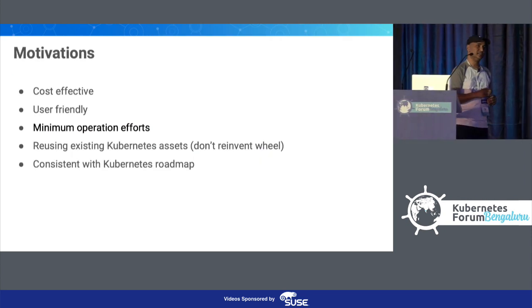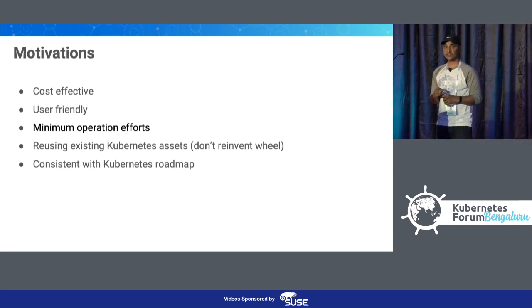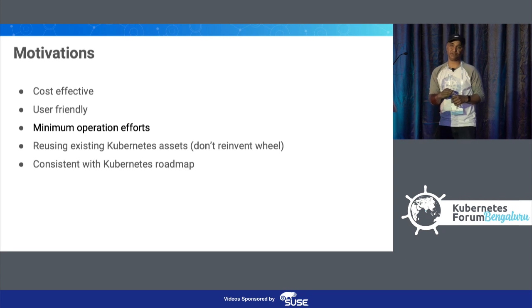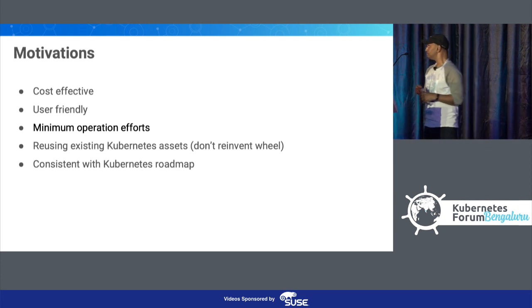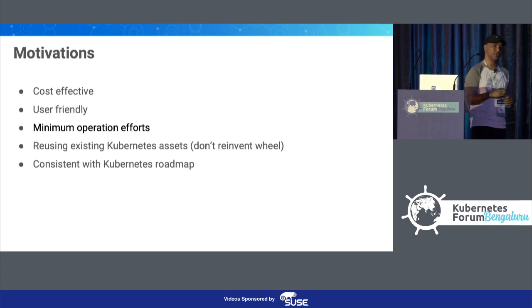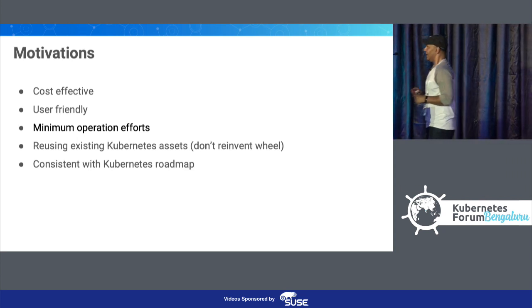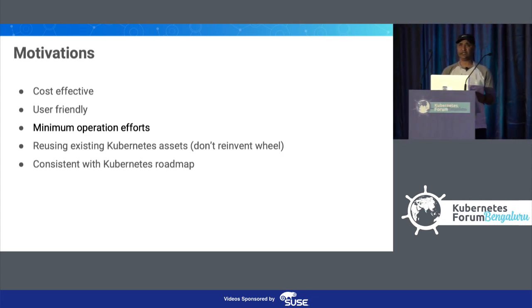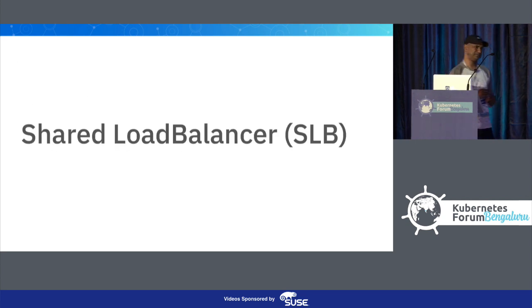This way, it is cost effective. We are using fewer resources. It's also user friendly. You don't have to remember much. There is only one external IP of the load balancer, and much better to operate on. And we can use the well-known ports of the applications that we can expose to the outside world. And we are using the Kubernetes assets. We are not reinventing anything.